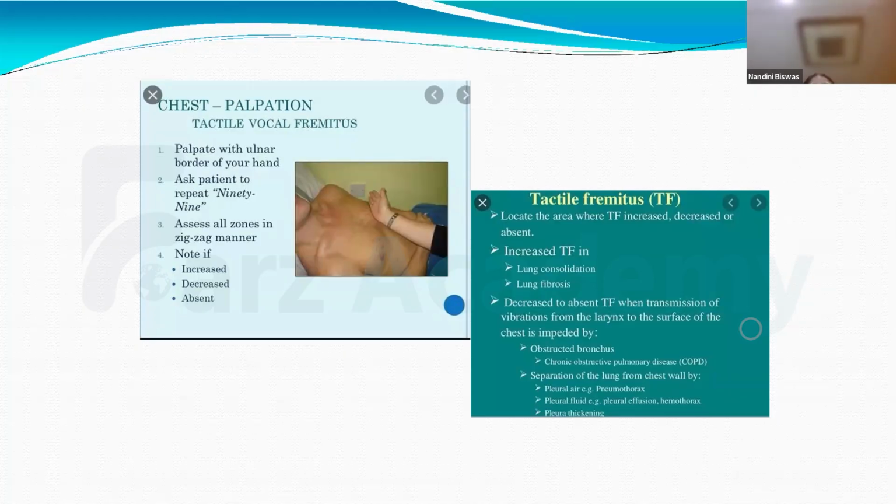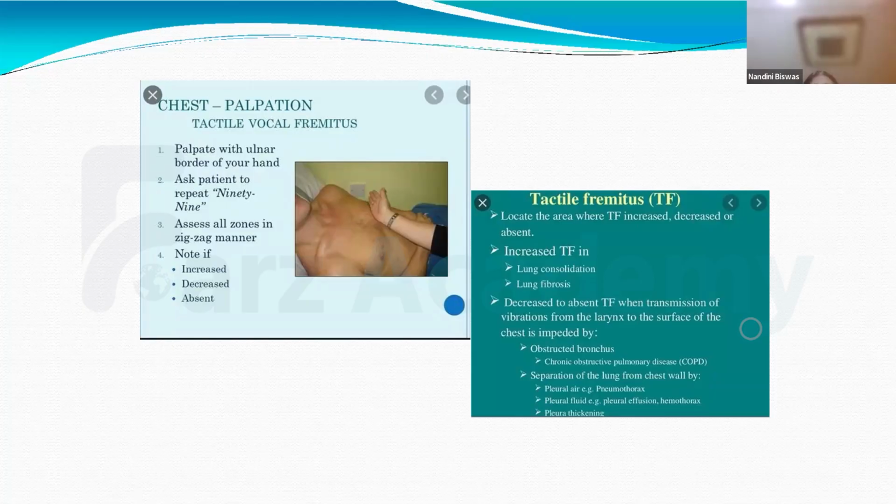So it's examined with the ulnar side of the hand. You have to do both on the anterior chest and the posterior chest. Divide the chest into three bits, and you ask the patient to repeat 99. So upper chest, middle chest, and lower chest. So if there's fluid or if there's some hyperexpansion of the chest, if there's emphysema or air or fluid within the chest, then you get decreased tactile vocal fremitus. If there's consolidation or the lung is solid, then you get increased vocal fremitus. That's all you need to remember, nothing beyond that.